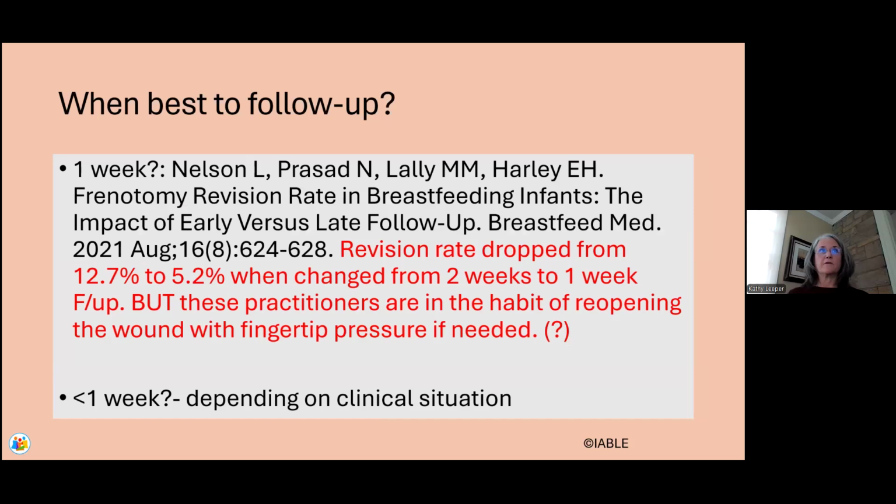When's it best to see them after frenotomy? We don't have consensus about this. 1 week is a reasonable time, and what I usually do is just look at the wound and make sure it's doing okay, but usually they're following up with their lactation people sooner than that. This particular group of ENTs were in the habit of looking at the wound at 2 weeks and deciding if it was too restricted, and then they would push on it with their finger trying to open it back up. They decided to start seeing them at 1 week and found it's a lot easier to pop the wound back open in a week if you see them in a week.